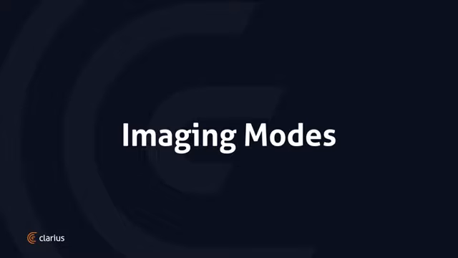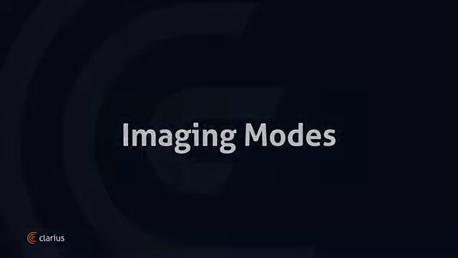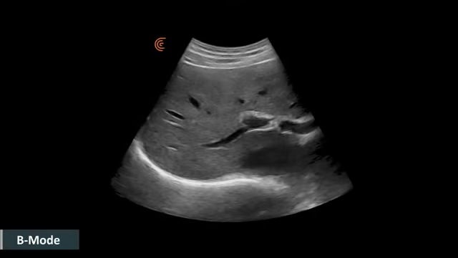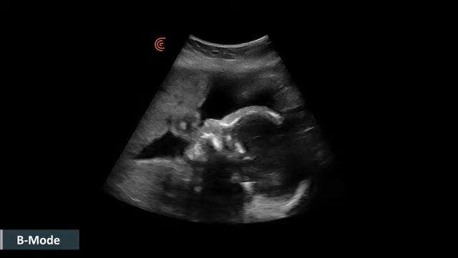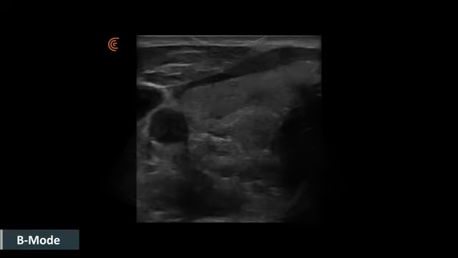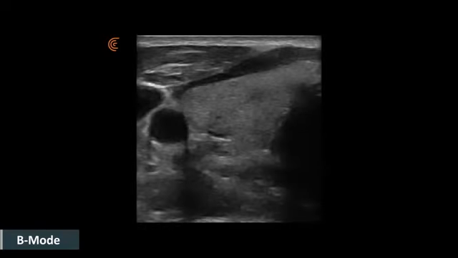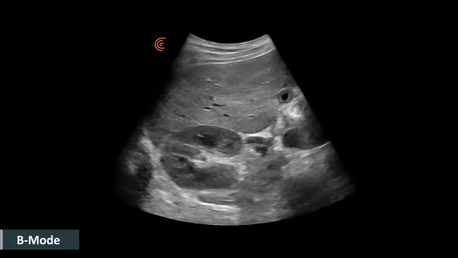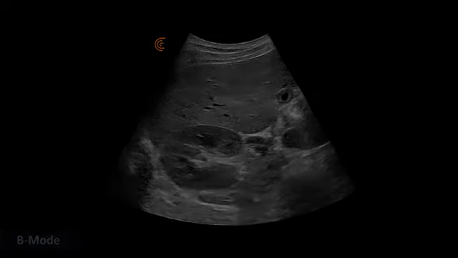Three imaging modes: B mode, M mode, and Doppler. B mode, or brightness mode, is the most commonly used mode in ultrasound. B mode provides real-time structural information using different shades of gray in a two-dimensional image. The brightness of the displayed structure is also known as echogenicity. Strong return signals, high amplitude, will display increased brightness or echogenicity.